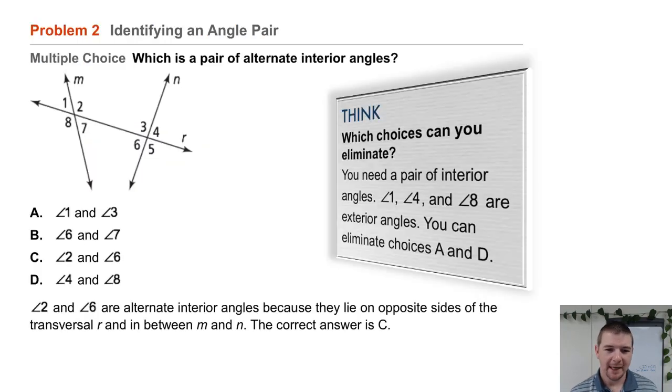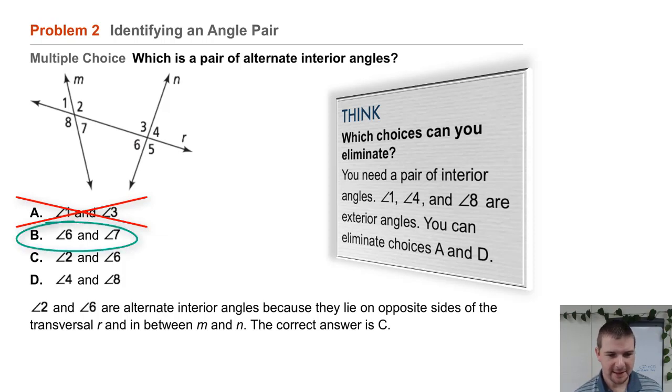Problem 2, identifying an angle pair. And this one's multiple choice. Which is a pair of alternate interior angles? Is it angles 1 and 3? No, angle 1 is an exterior angle, so that pair can't be alternate interior.